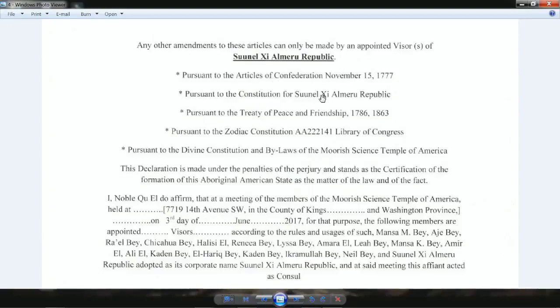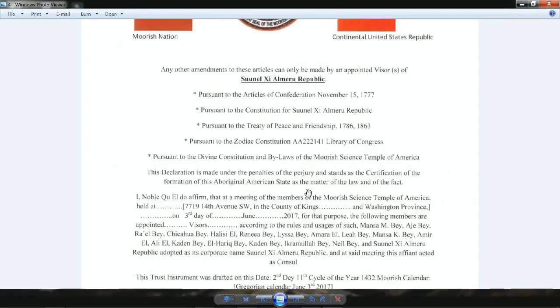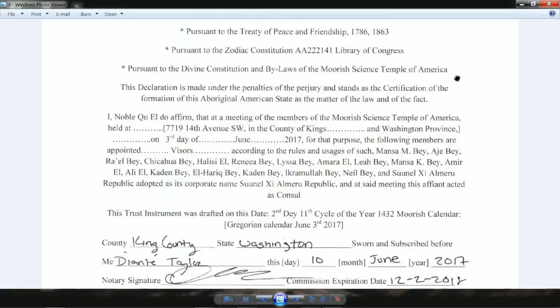Pursuant to the Constitution for Sunel Shi Amaru Republic, pursuant to the Treaty of Peace and Friendship, pursuant to the Zodiac Constitution, AA-222-141, Library of Congress. Pursuant to the Divine Constitution and Bylaws of the Moorish Science Temple of America. Line yourself up. This declaration is made under the penalties of perjury and stands as a certification of the formation of this Aboriginal American state as a matter of the law and of the fact. Okay?